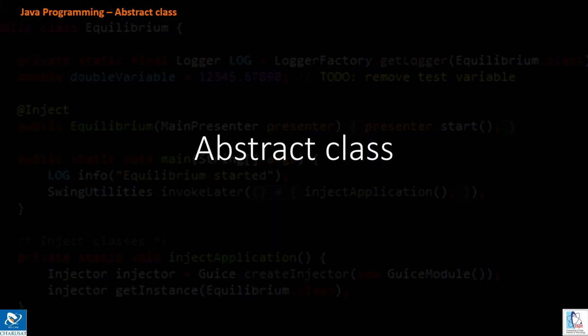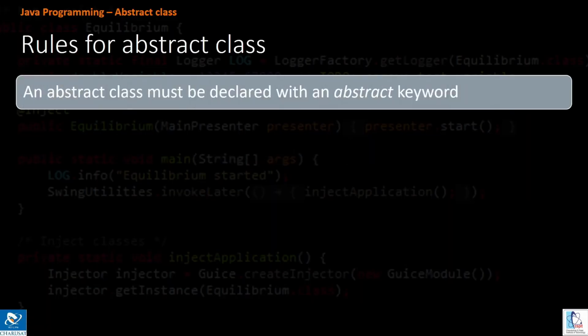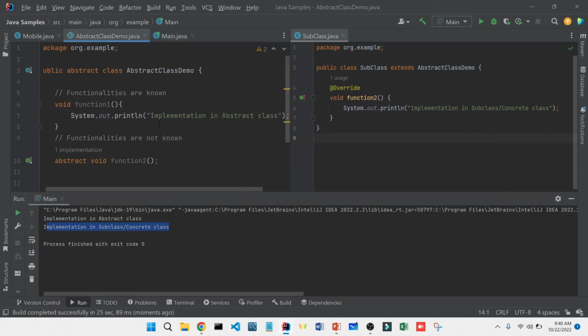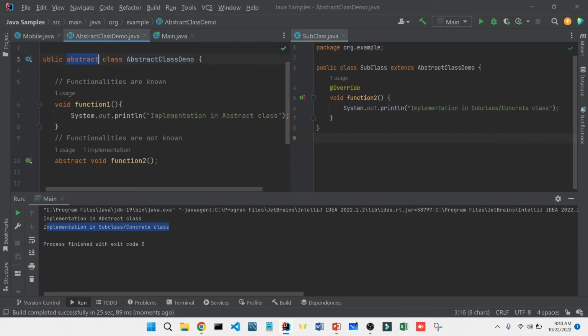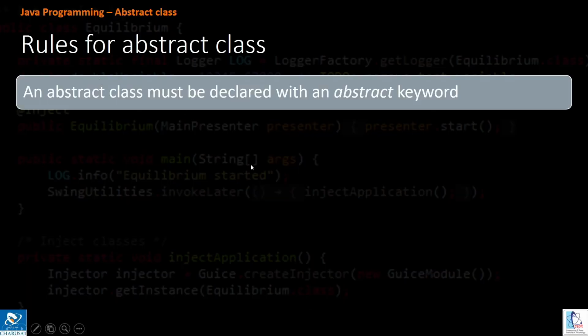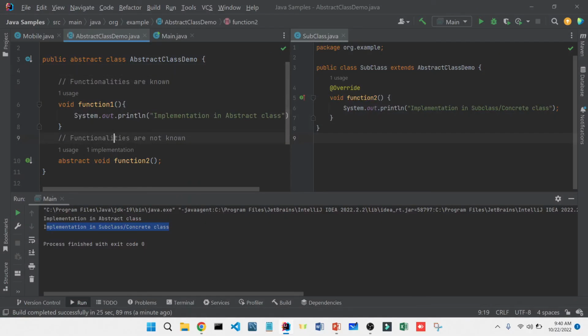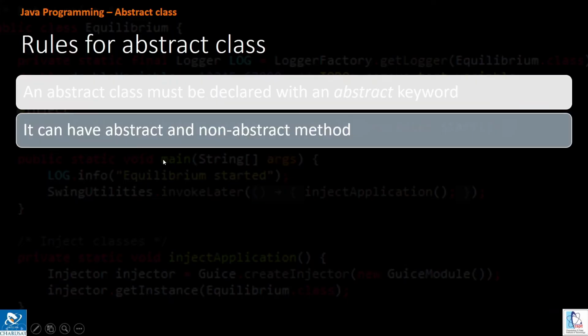Let me go back to the presentation, and the rules are these. The abstract class must be declared with the abstract keyword. Yes, we have done that in our implementation. You can see that this is the abstract class, and we have declared this class with the keyword abstract. The second one is that I can have abstract and non-abstract methods. Yes, we have done that. Function 1 is the non-abstract method, and function 2 is the abstract method, right?